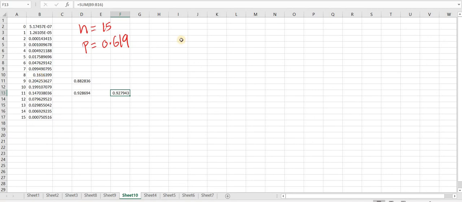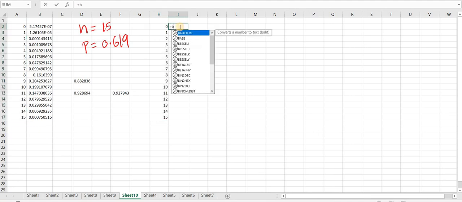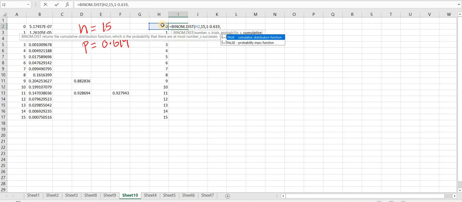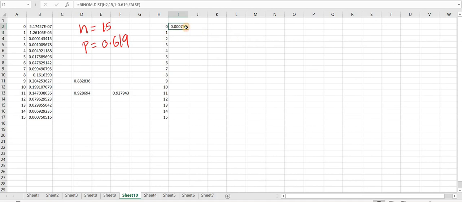But another way to find out is to build another table with the probability of failure instead of the probability of success, which is the complement of P. So if you do that, I'm going to copy the first column, sorry, paste it here, and then I'm going to build a new table based on the probability of failure. So click on 0, comma, 15, the number of trials. Now, the probability is the complement of the probability of success, which is 1 minus 0.619, comma, false. And then populate the table, and the answer is going to be in front of 7.